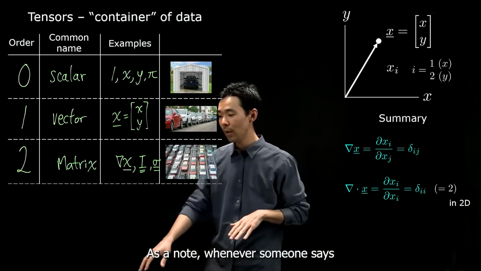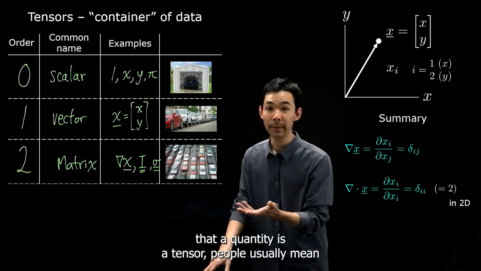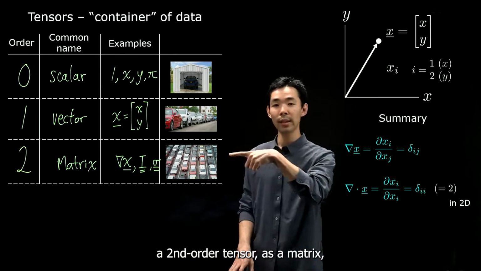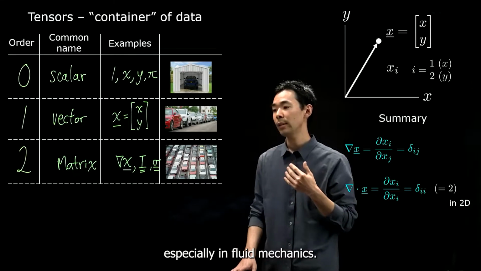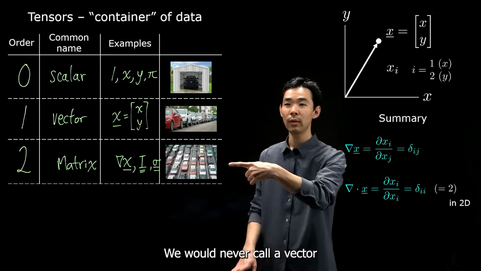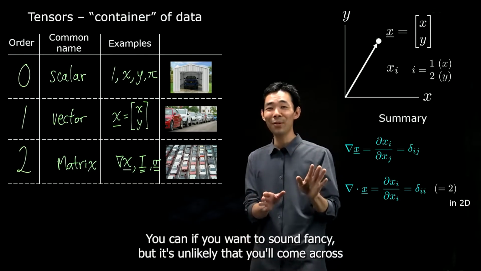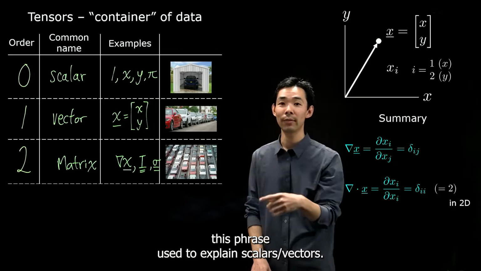Okay? So just as a note, whenever someone says this is a tensor quantity, people usually mean this guy right here as a second order tensor, as a matrix. Especially in fluid mechanics, whenever we say this is a tensor, we mean this guy. We would never call a vector a first order tensor or a scalar a 0th order tensor. You can if you want to sound super fancy, but it's unlikely that you'll come across those phrases used to explain a scalar and a vector.